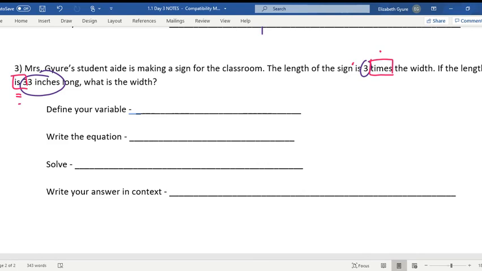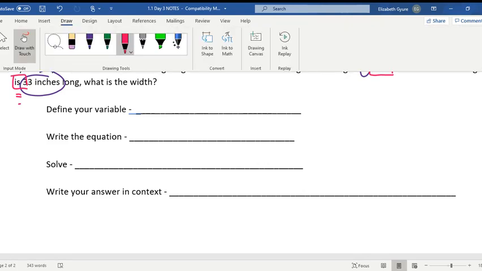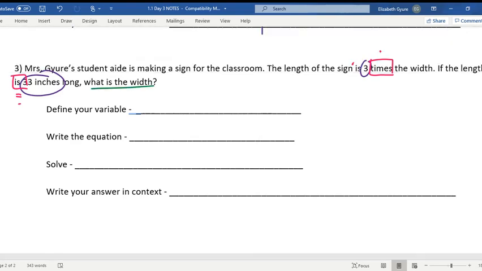Okay, so let's define our variable. Oh, actually, what question are we being asked? What is the width? So if we're being asked, what is the width, what are we trying to find? The width. Sure, let's call it W. So W equals width. Okay, and this is in inches. So let's write our equation.